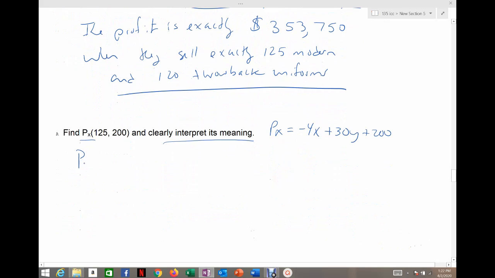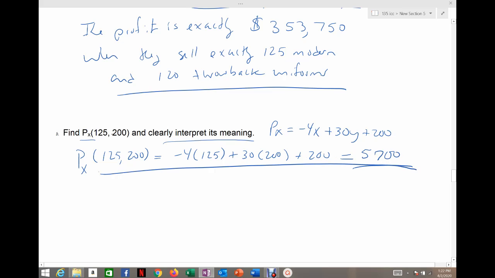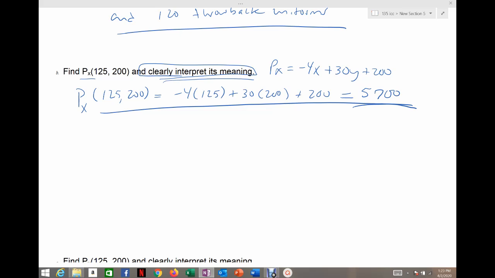So now I plug in my values. My derivative with respect to x at 125 and at 200. Make sure you're just careful. Plug in the right x value and the right y value. It comes out to 5,700, which again, that's the find part. Now the interpret part's the more important part. Finding the function's derivative and the value was important, but the interpretation is what we're looking for in this as well.